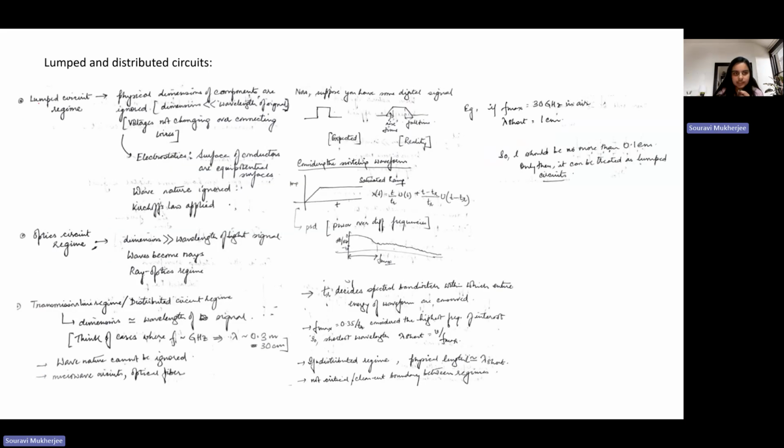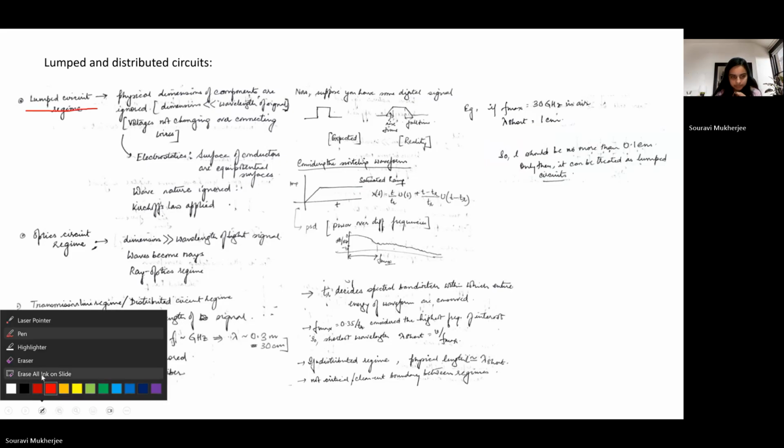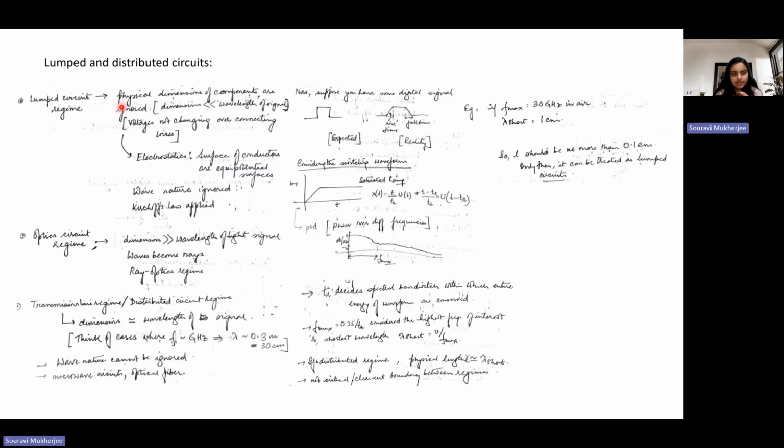So in the lumped circuit regime, this is the situation where the dimensions of your components, that means the wires or the coaxial cables or all that, are much, much smaller than the wavelength of the signal. If the dimensions are much, much smaller than the wavelength of the signal, then you can actually ignore the changes that come in because of the transmission, right?